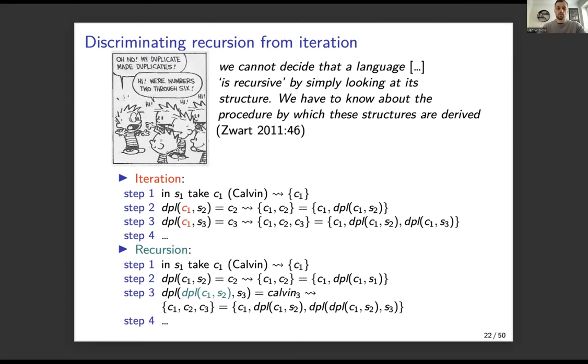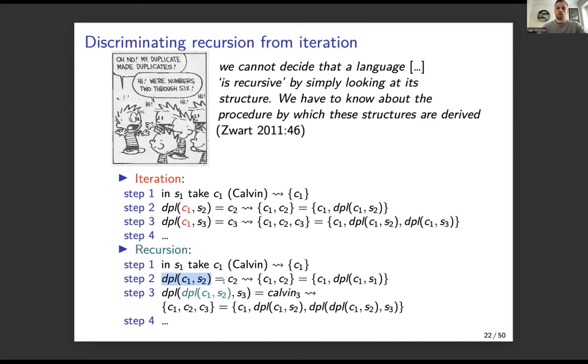So you take in step one Calvin, that's fine, you form a singleton. Then you duplicate him, the initial Calvin, and form a doubleton set, fine. And here is the crucial point. You don't take the initial Calvin right here, but you take the duplicate of Calvin, which is the first duplicate here. You take this first duplicate and duplicate this duplicate in step number three, so you get the three-element set.